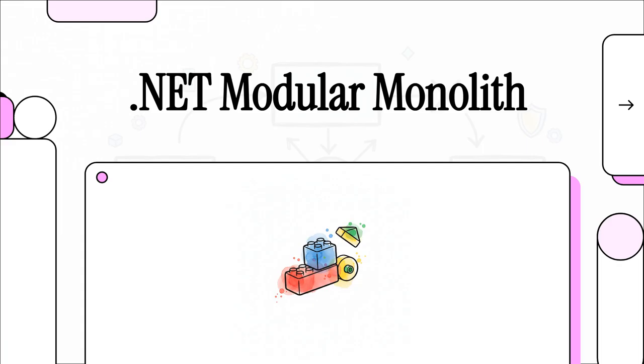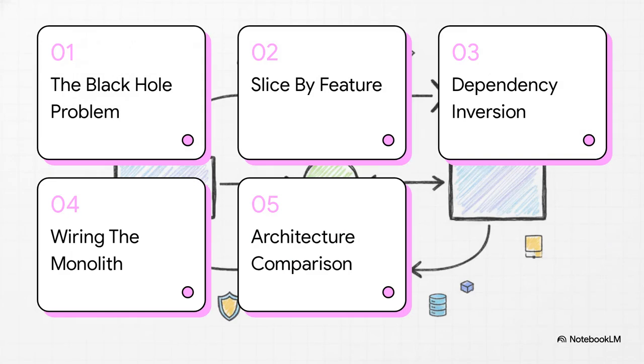We're looking at a frankly brilliant modular monolith approach that uses dependency inversion and project references to keep your codebase clean, strictly bounded, and completely sane. Here is our architectural blueprint for today. We'll define the black hole problem, look at slicing by business feature, apply dependency inversion as our guardrails, wire up the monolith, and then compare all this to some other common architectures. Let's get right to it.